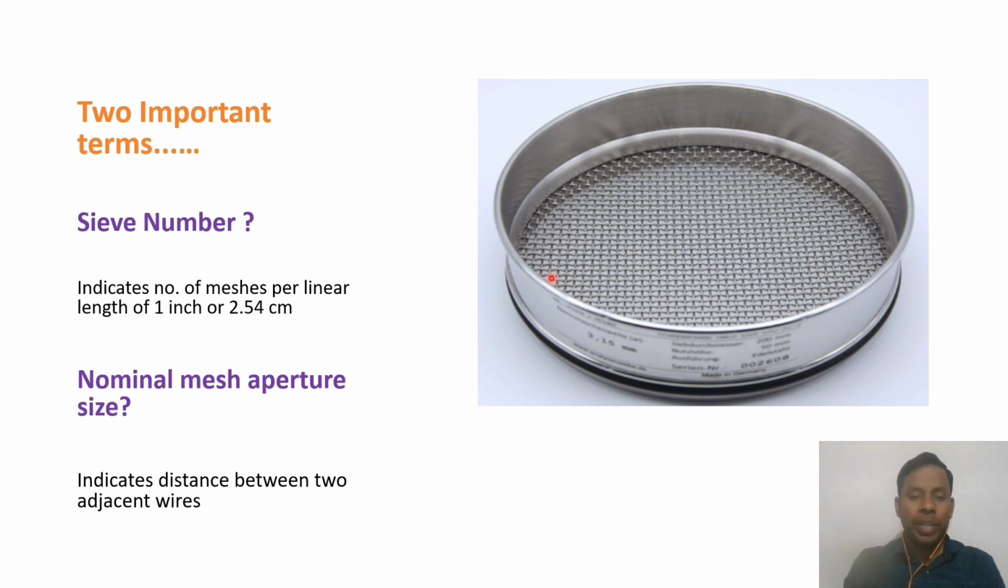Then nominal mesh aperture size. It indicates the distance between two adjacent wires. In a sieve, there are a number of wires. The distance between two adjacent, two nearby wires, is called the nominal mesh aperture size. So sieve number means how many holes are there in 1 inch, and nominal mesh aperture size means the distance between two adjacent wires.